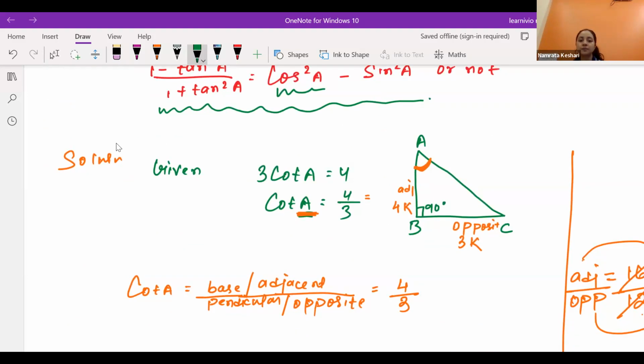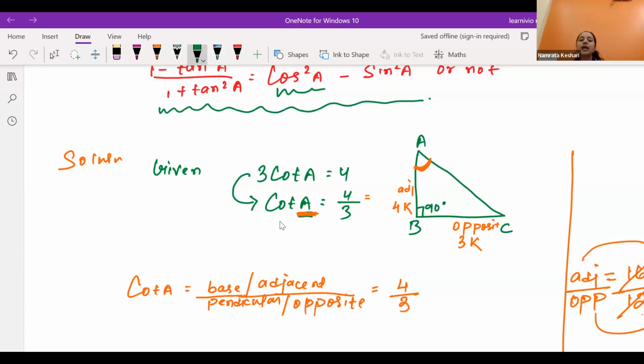Yes or no? Yes. Are you getting how we have written 3 cot A is equal to 4 as cot A is equal to 4 over 3? Yes. Okay. Now we will draw a right angle triangle by ourselves. It is not mentioned in the figure to draw a right angle triangle or anything. For our convenience, we are drawing a right angle triangle. So we have drawn a right angle triangle and this is triangle ABC. At B we have maintained 90 degrees.